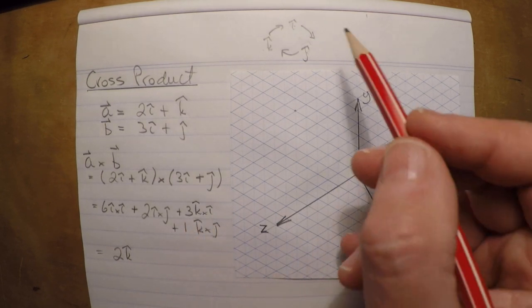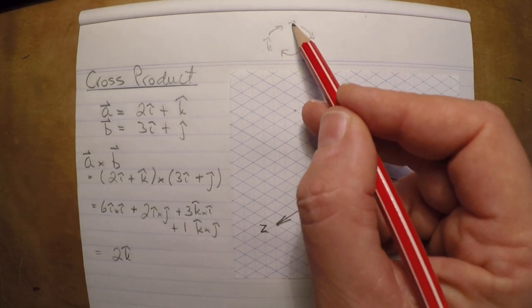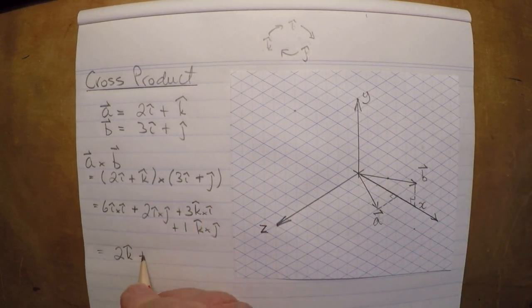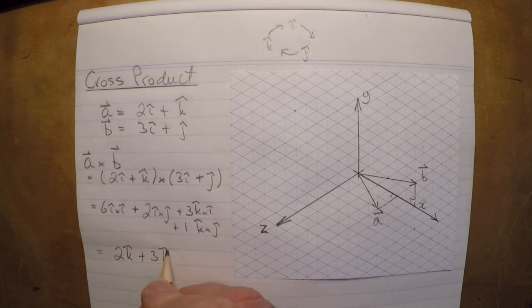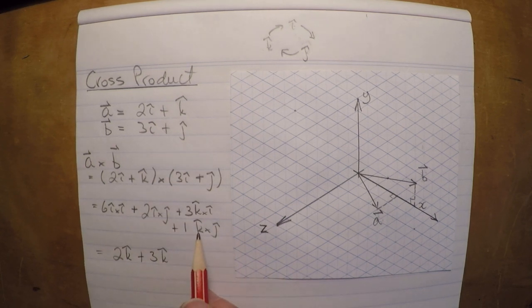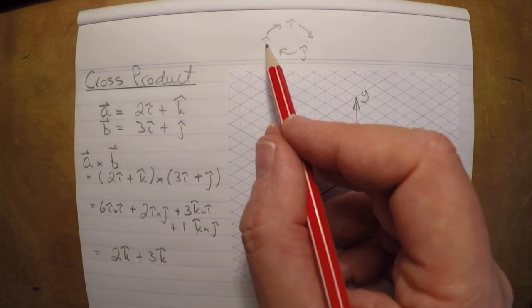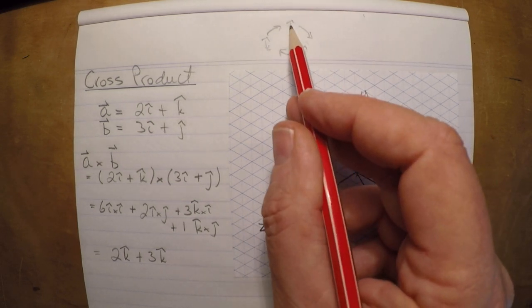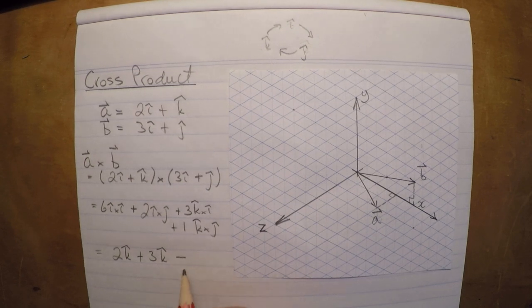Next, 3k cross I. K cross I gives j. So this one is really 3j. And the last one is k cross j. K cross j, we're going against the arrows, so that'll be negative I. So this last one is really negative I.